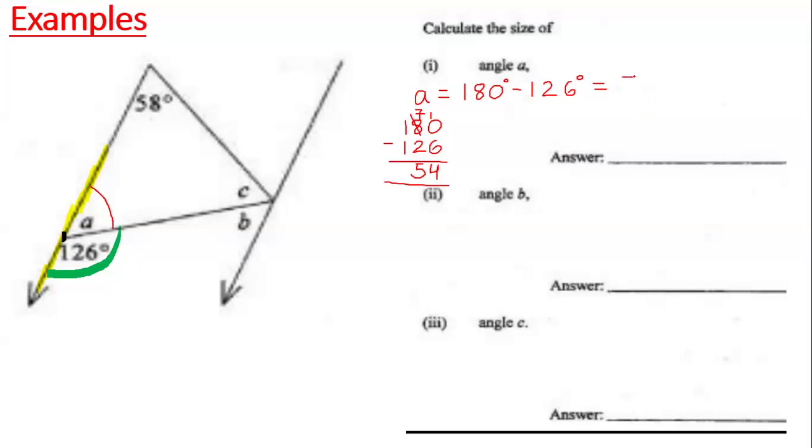Where's Shekinah? I wrote you, Mr. Petit. You understand how we got 54 degrees? Yes, sir. I understand this piece.